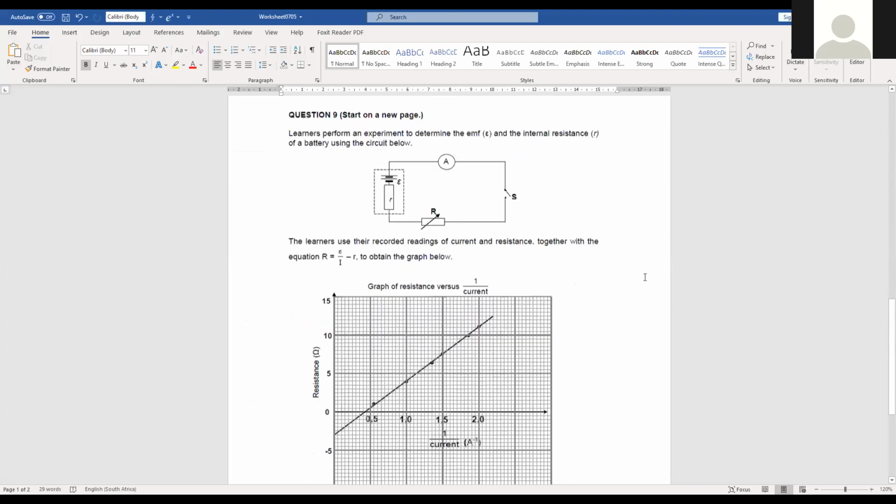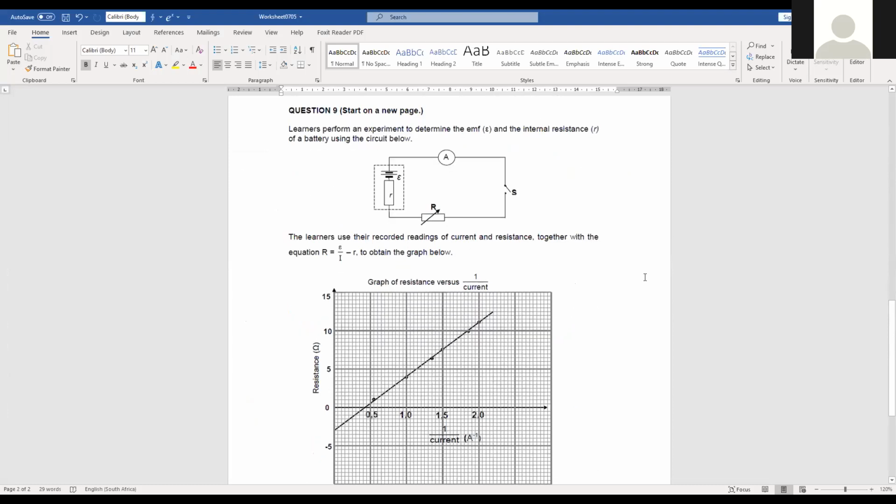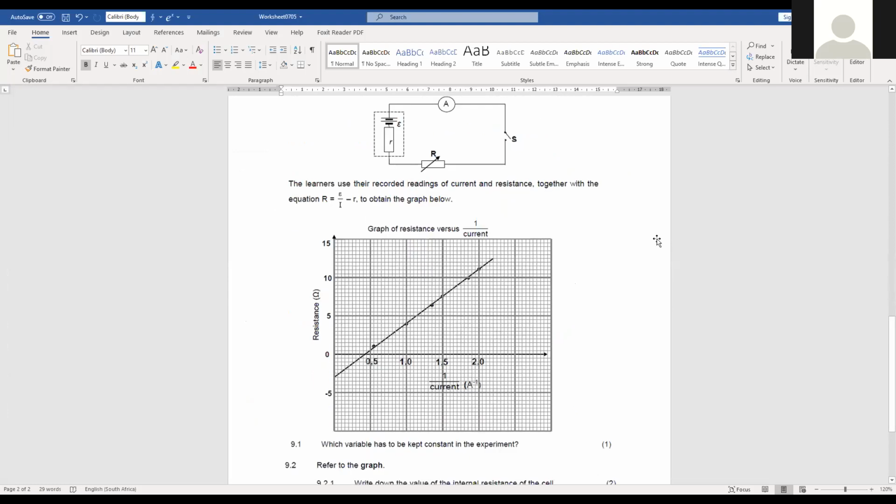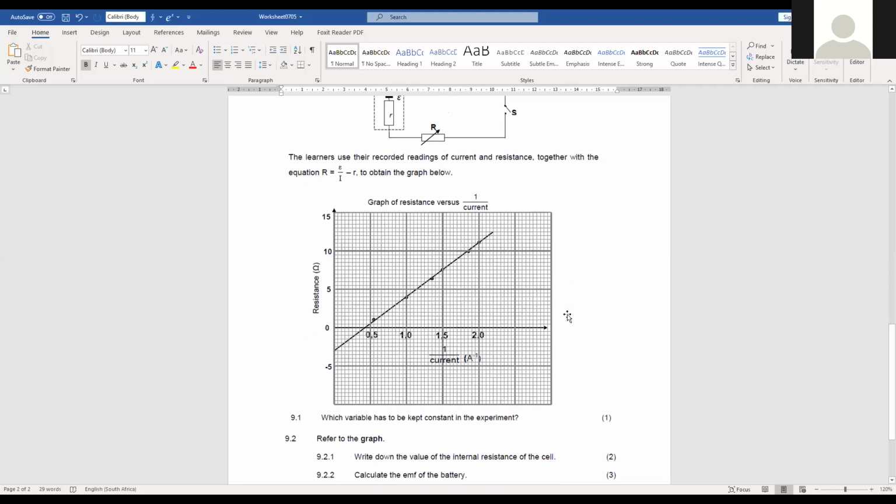So then the next question, question 9, they tell you to perform an experiment to determine the EMF and the internal resistance of a battery using the circuit below. So they show you the circuit, and then they tell you the learners use their recorded readings of current and resistance together with the equation R is equal to EMF over I minus r. So that's the formula. And to obtain the following graph, and they draw the graph.